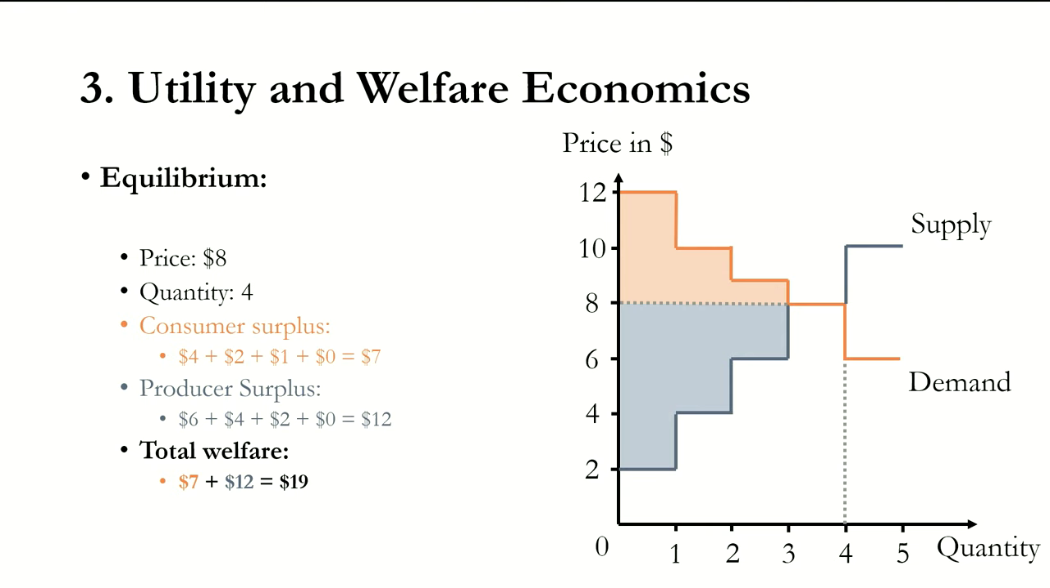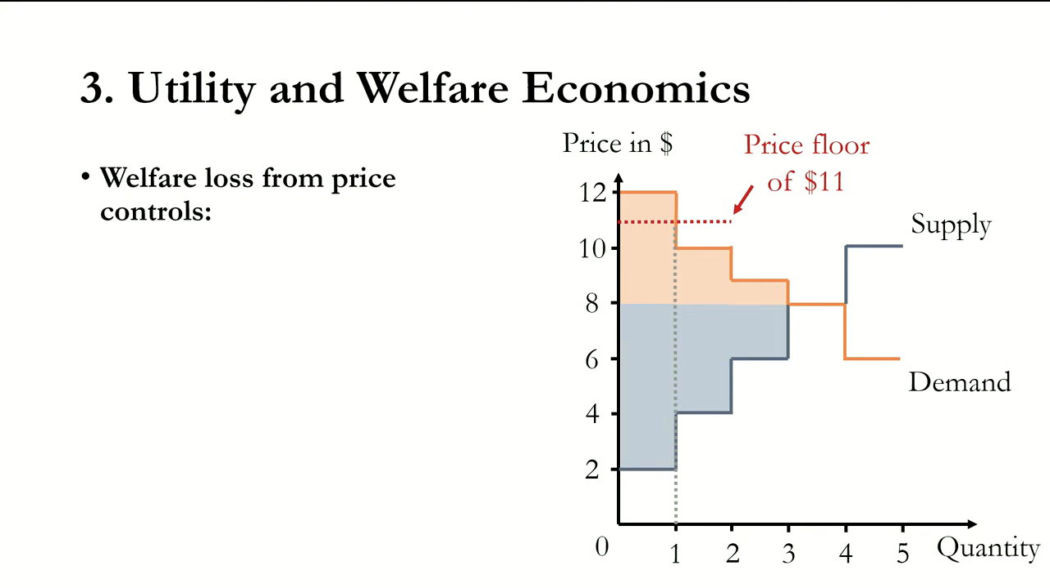In this situation, it's $19. So now we can move on, right? Assess the welfare implications of, for example, a minimum wage or a price floor. Let's assume that there is a price floor of $11. So the people are not allowed to trade at $8. They have to trade at $11 or more.